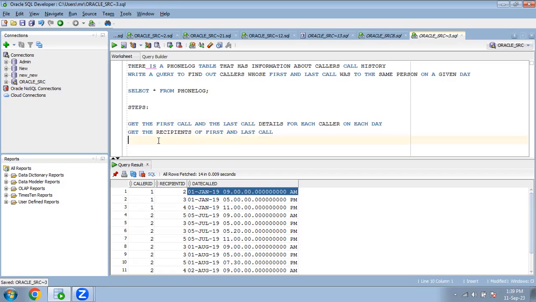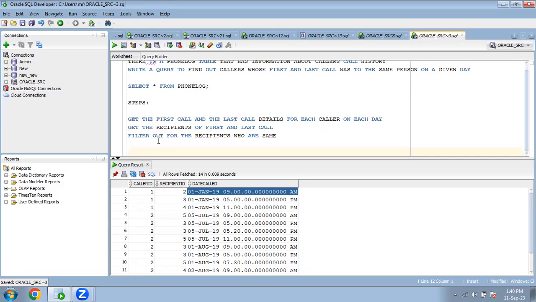At the last step, I need to filter for the recipients where the first and last call match with that recipient. As I go on solving this, you will understand this case now.